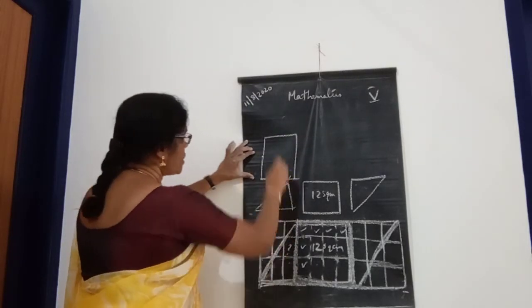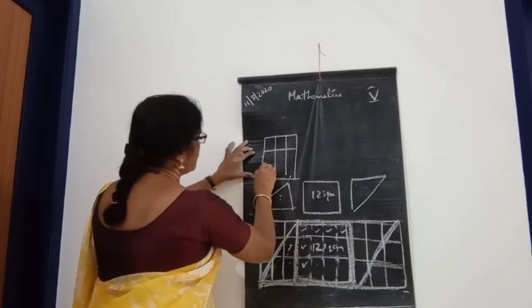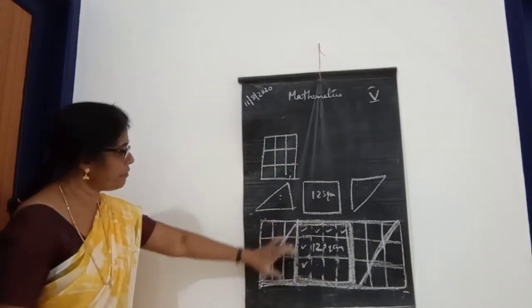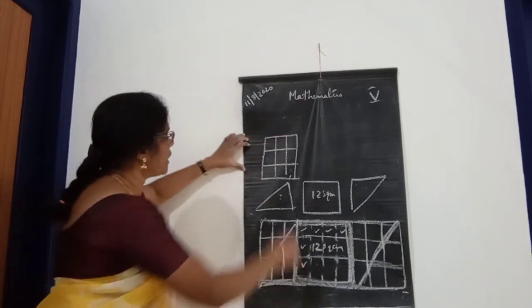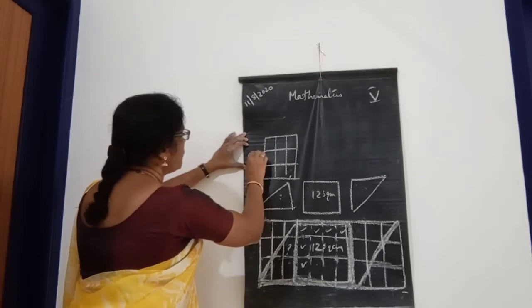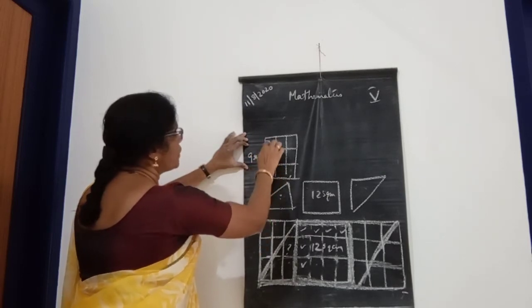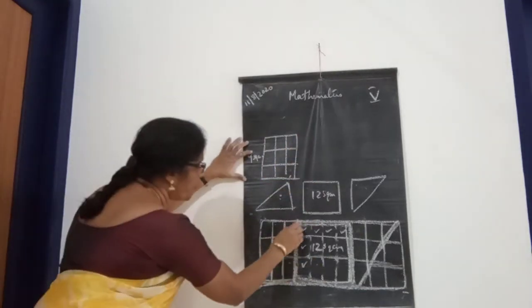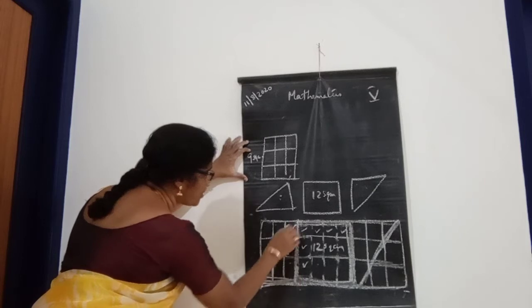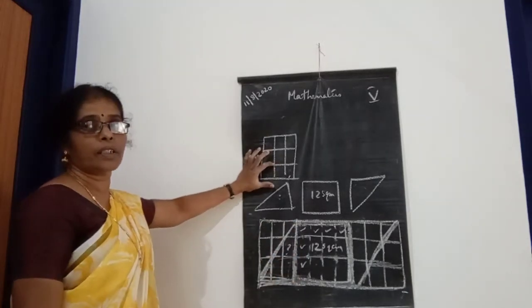1, 2, 1, 2. What is the area of this rectangle, children? 1, 2, 3, 1, 2, 3. What is that? 9, 3 into 3. Isn't it? That is 9 square centimeter. So this portion means half of this rectangle. Not a rectangle, this one is the square.